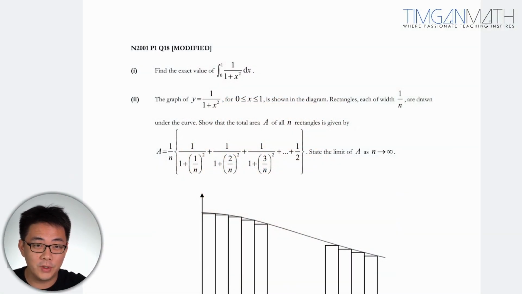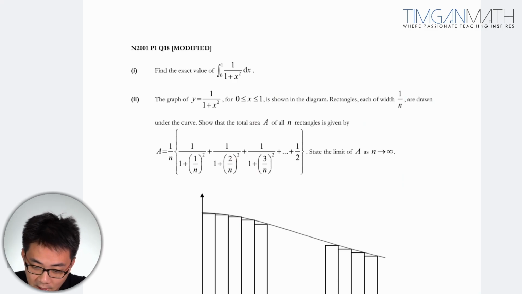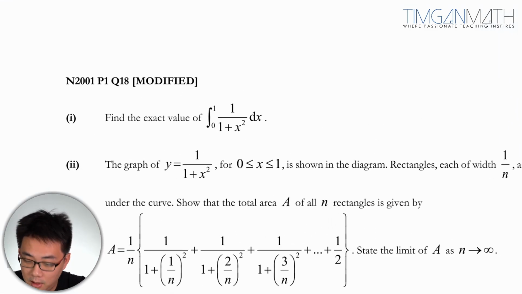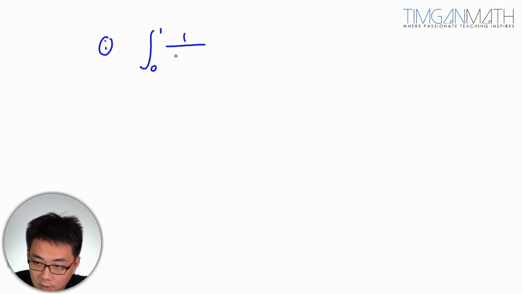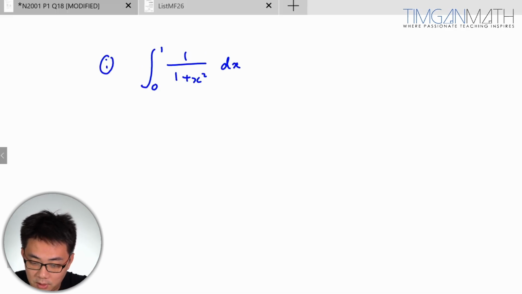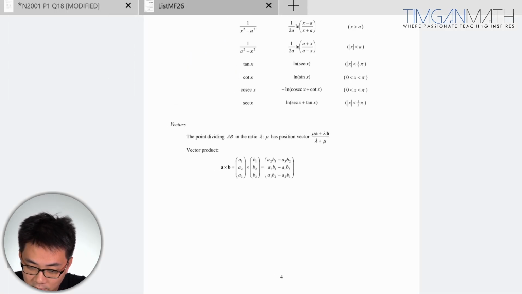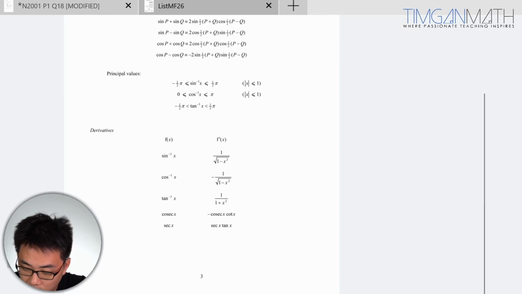So let's look at this question here, which is on the application of integration. I think the first one is pretty okay. Find the exact value of the integral from 0 to 1 of this expression. This uses MF26, so this one is a giveaway mark. In the exam, if this comes out, just know that you can use MF26, alright? Then what you do is just bring out MF26 and find this integral here.